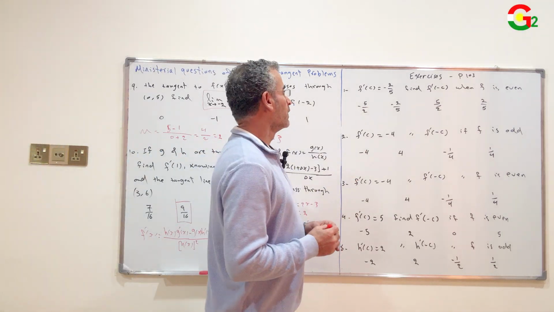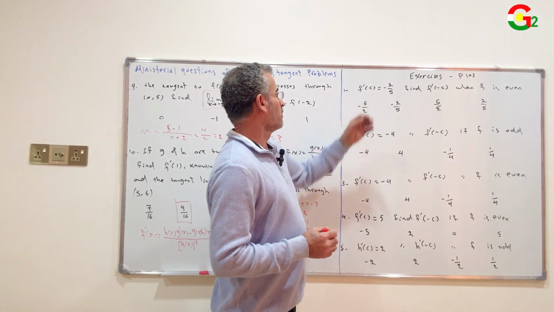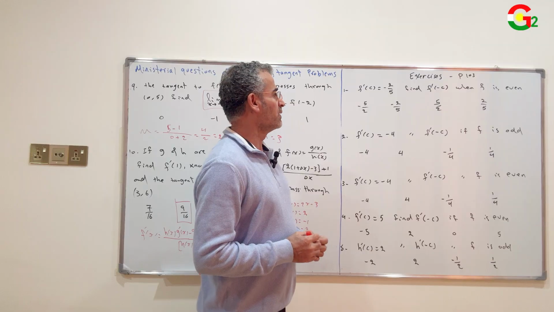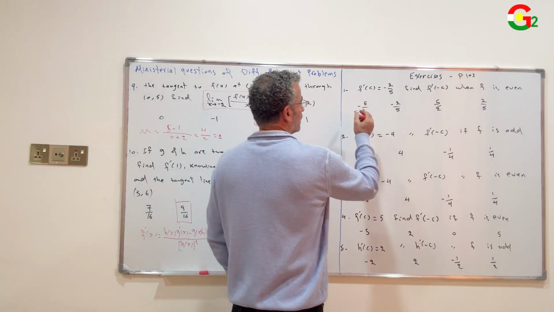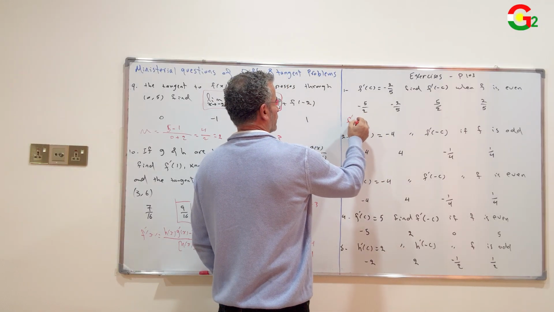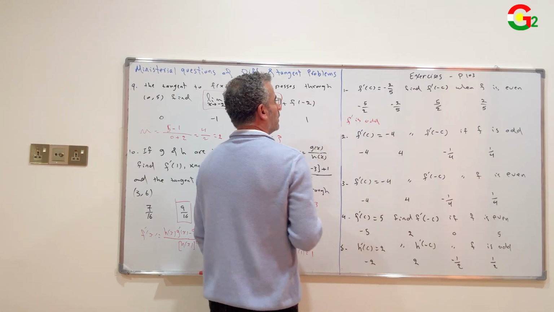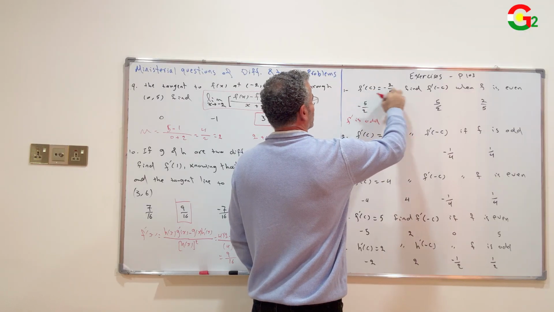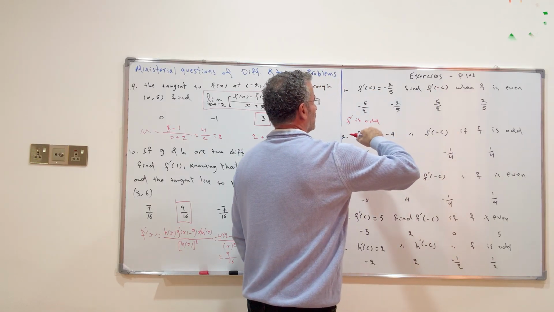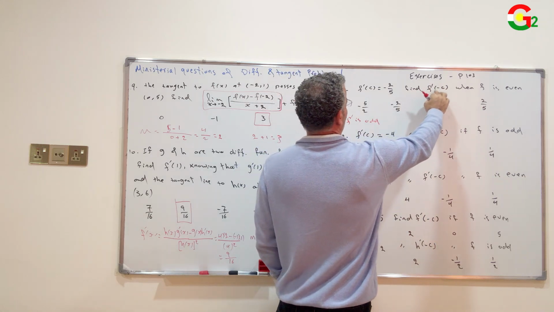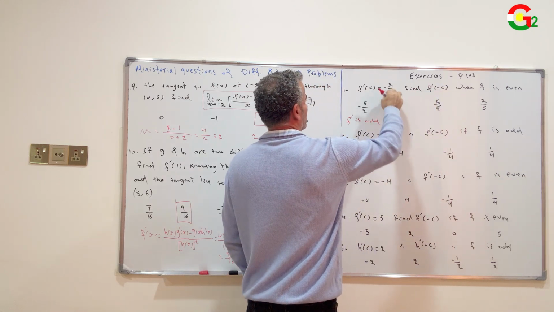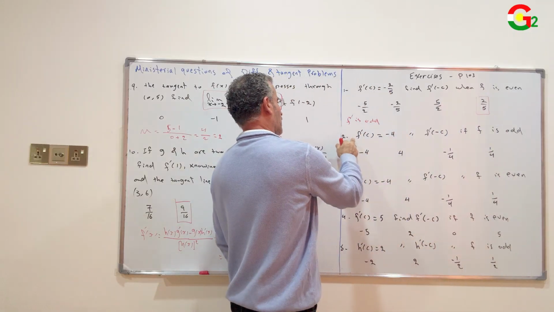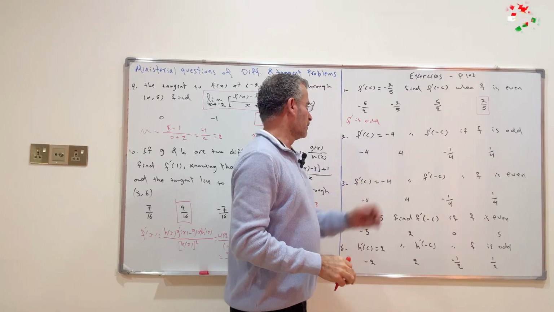Exercise, page number 103. F prime of c equals negative 2 over 5. Find f prime of negative c when f is even. When f is even, f prime is odd. And since f prime is odd, f prime of negative c equals negative f prime of c, which equals 2 over 5.